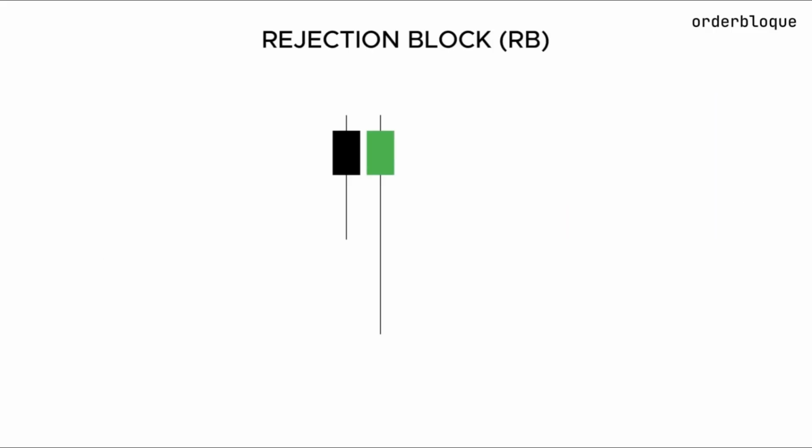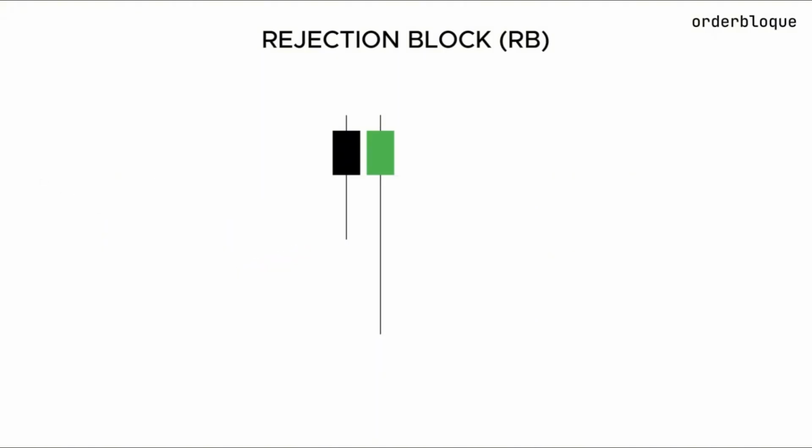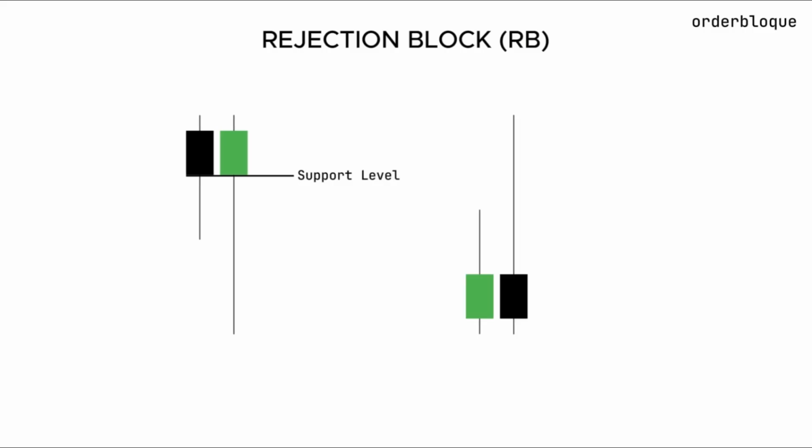Second, there's the rejection block. It always consists of 2 candles, where the range of shadows of both candles forms a zone of interest, and it doesn't matter at all which one is longer or shorter. In the bullish variant, its beginning is a support level, consisting of sell plus buy candles. In the bearish variant, its beginning is a resistance level, consisting of buy plus sell candles.